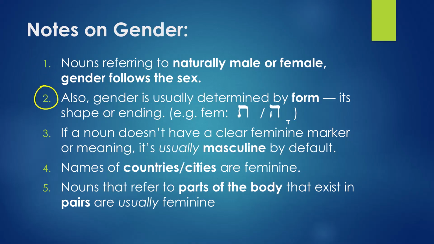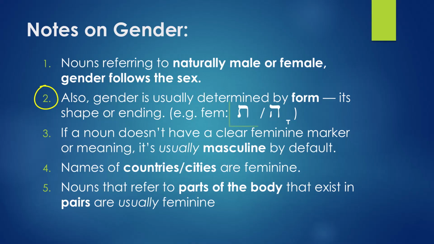But then there's point number 2. How do you tell the gender of a word? This is by looking at the form. Let me explain. If a noun does not refer to a person or animal whose gender is naturally male or female, the gender of that noun will be determined by the form or shape. By form, I'm talking about the ending. The ending of that noun is going to tell you whether it's masculine or feminine.